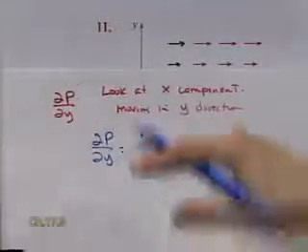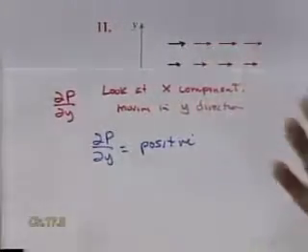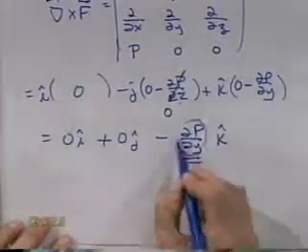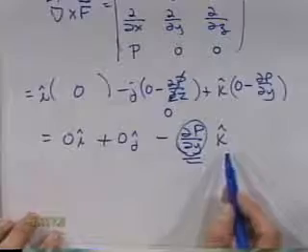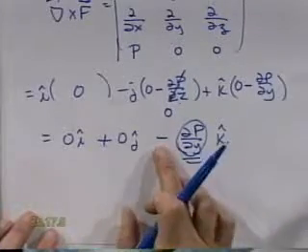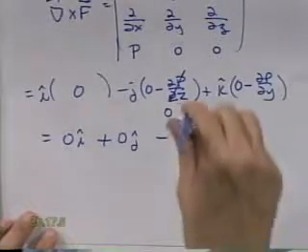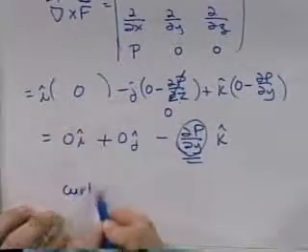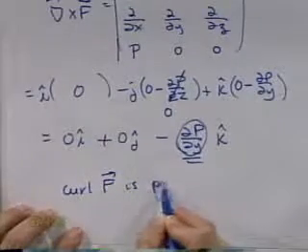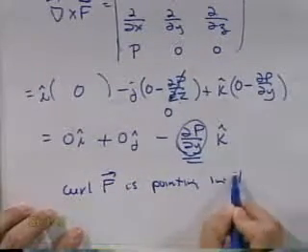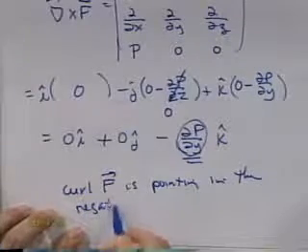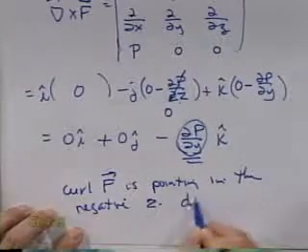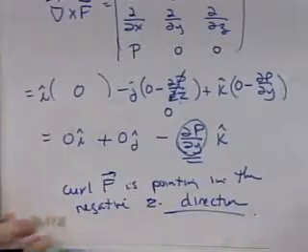Because as you move in the y direction, your x component's increasing. So if the partial of p with respect to y is positive, then what can you tell me about this vector? It's minus a positive, the k component's negative. The curl is pointing in the negative direction. Curl of f is pointing in the negative z direction. Okay, all right, we did enough of those.